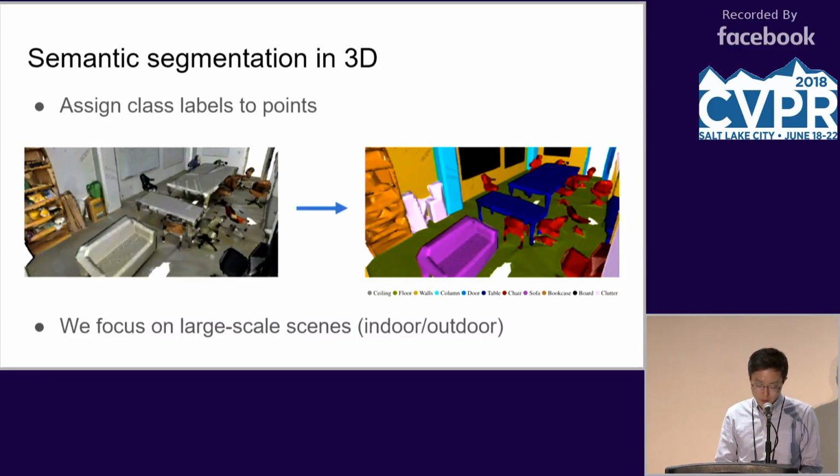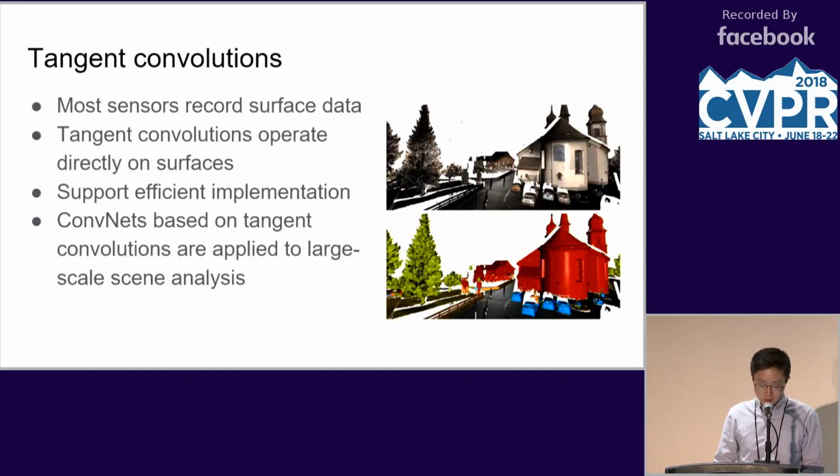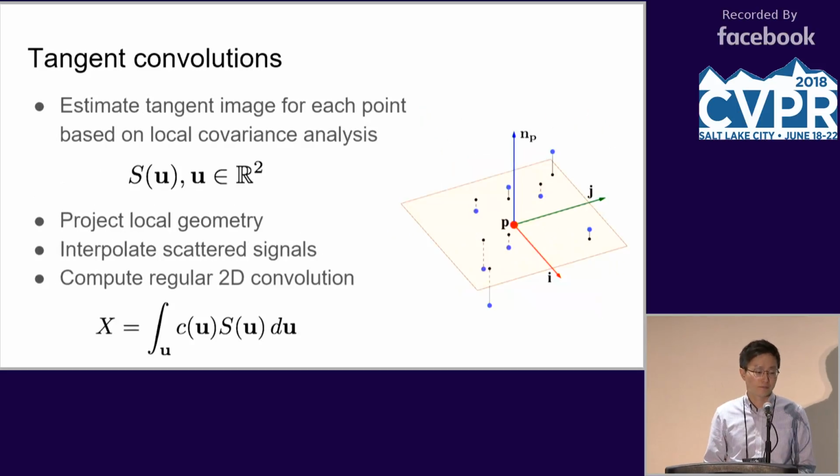The problem we are dealing with is semantic segmentation of 3D data, where each point gets assigned to one of the classes. We focus on developing an efficient algorithm which can be applied to large-scale indoor and outdoor scans with millions of points. Motivated by the fact that most real-world 3D sensors record surface data, we propose a novel convolution operation called tangent convolution, which operates directly on surfaces. It supports efficient implementation and is used as a core building block of a convolution network for large-scale scene analysis.